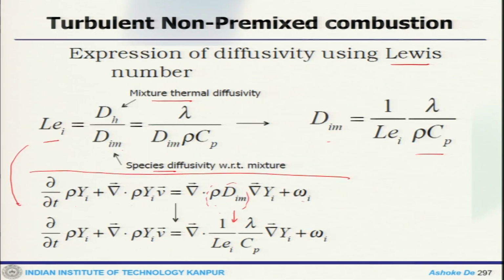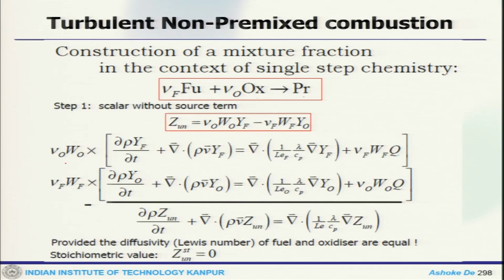we multiplied this particular equation, this is what we got using the Lewis number. You multiplied with first nu_0 W_0, and this is the fuel mass fraction or mass transfer equation, and the second one, which is the oxidizer mass transfer equation. So, we multiplied this one with the fuel nu_F W_F, this is nu_0 W_0.